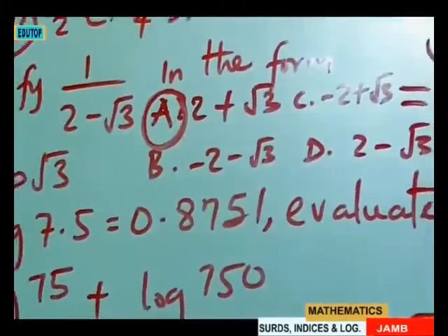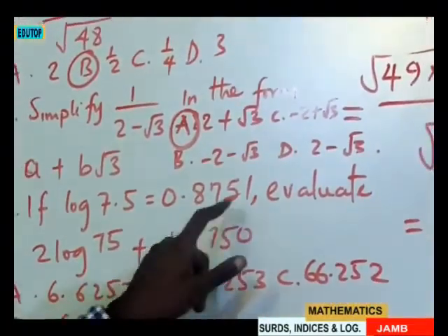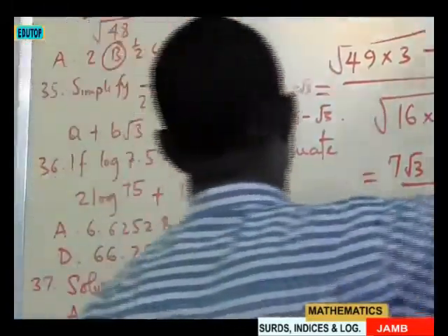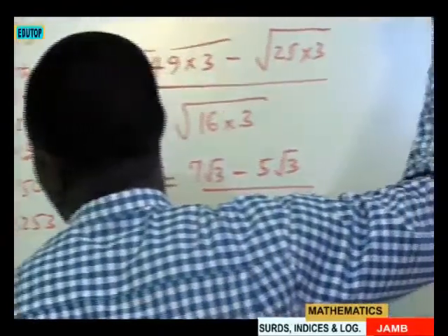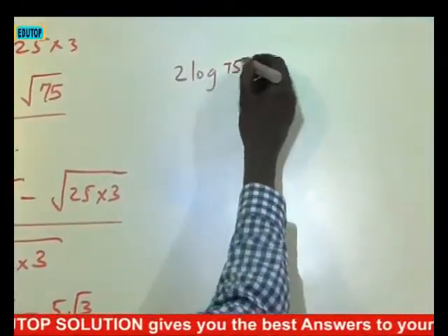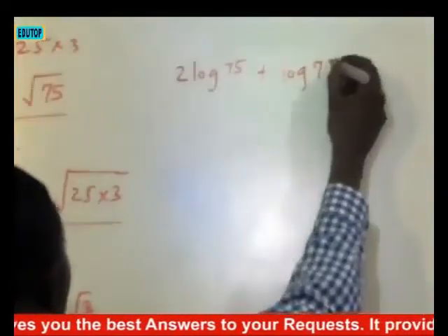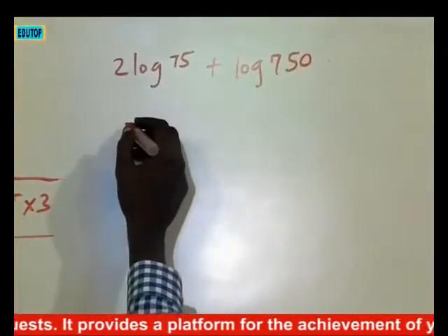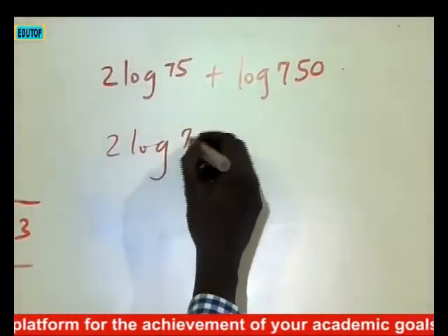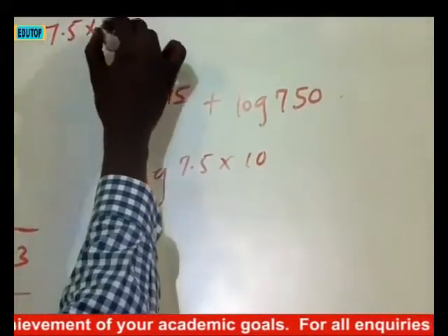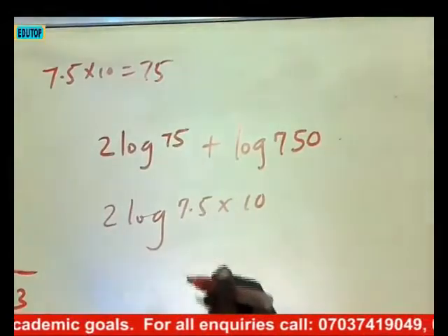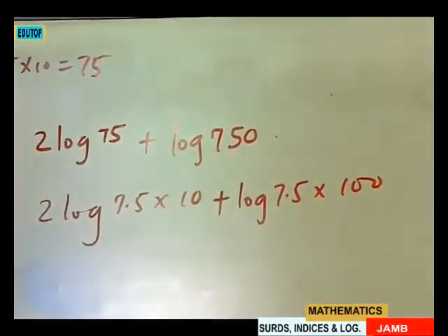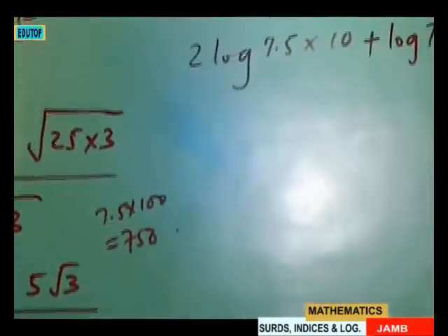If log 7.5 is equal to 0.8751, evaluate 2 log 75 plus log 750. In this situation, we are given 2 log 75 plus log 750. Now, since we are given 7.5, if I want to convert it to 75, all I need to do is to say 2 log of 7.5 times 10. That's the one that will give me 75. So I've not violated the fundamental principle of mathematics there. Plus, in this other case, 7.5 times 100, because 7.5 times 100 will definitely give me 750. So I'm still on track.